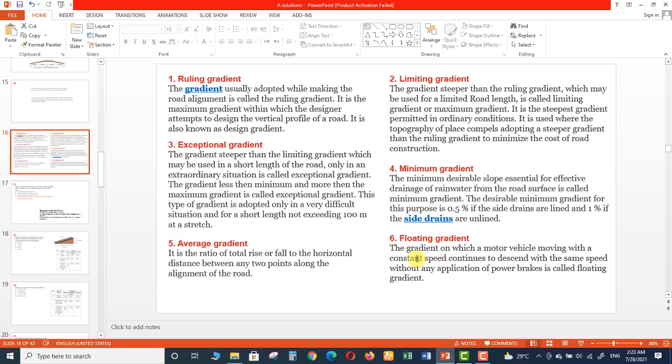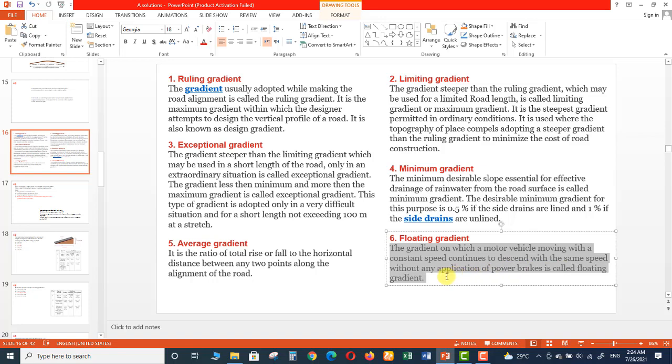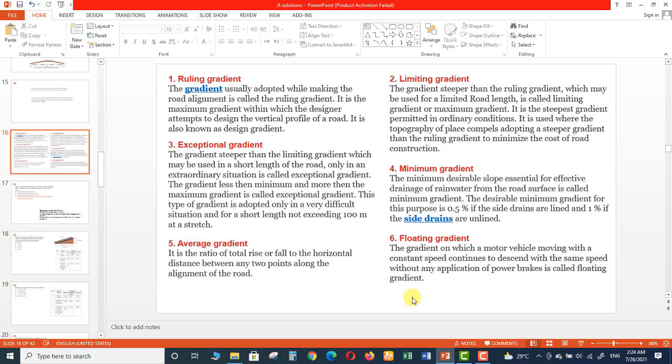Next one is floating gradient. The gradient on which a motor vehicle moves with a constant speed continues to descend with the same speed without any application of power brake is called floating gradient. Actually, whenever we are moving downgrade, that sort of downgrade gradient or slope or grade is called floating gradient, right? So these are 6 different types of gradients.